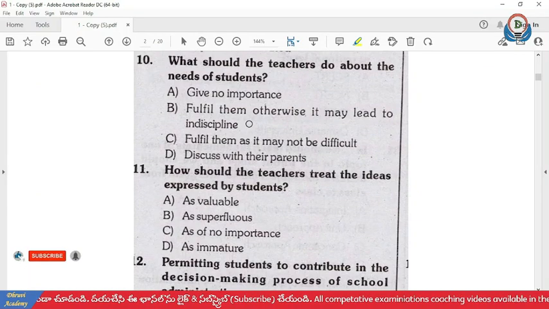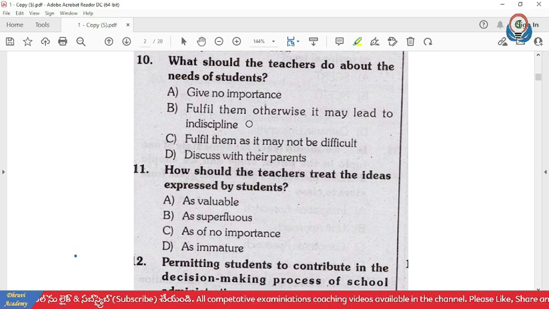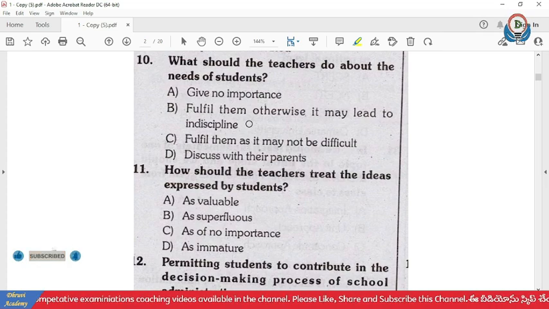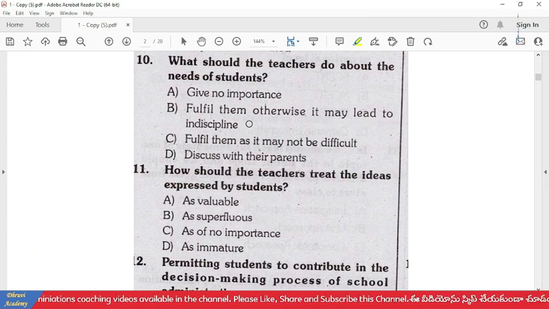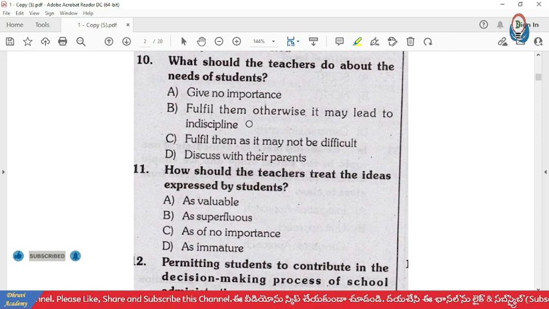What should the teacher do about the needs of a student? Is it A. give no importance, B. fulfill them, otherwise it may lead to indiscipline, or C. fulfill them as it may not be difficult, D. discuss with their parents?